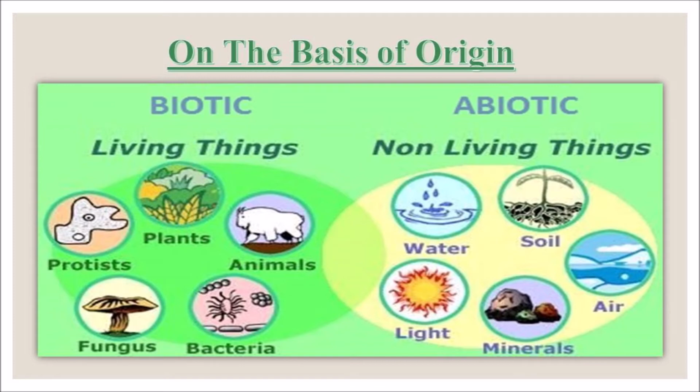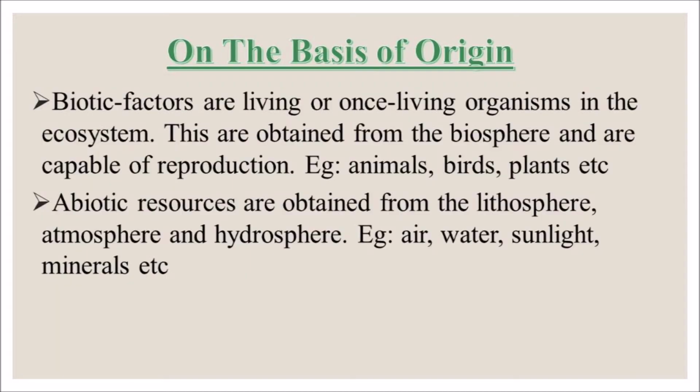Biotic means, bio means life. So, these biotic resources are obtained from living organisms like humans, animals, plants, birds, microorganisms, etc. Whereas abiotic resources are non-living things. And these abiotic resources are those which are obtained from non-living things like soil, air, water, metal, rocks, right?